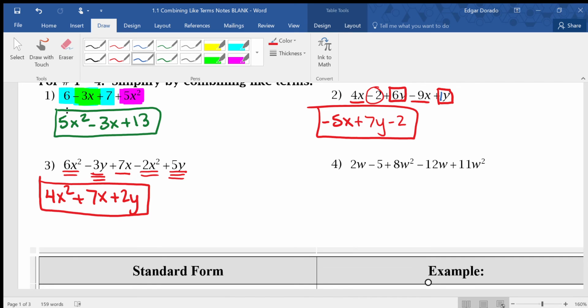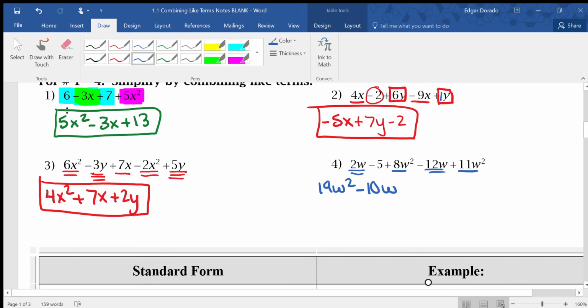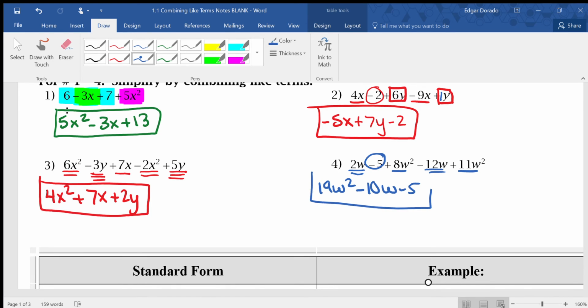All right, guys. So at this point, you should have your answer down on your paper. So let's go ahead and make sure we did this correctly. So right off the bat, I see these w squareds that I'm going to combine. So that gives me 8 plus 11. That's a 19w squared. Next ones I see are 2w and the negative 12w. So 2 minus 12, that's a negative 10 with a w attached. And then this last term here is just a negative 5. So that's what you should have gotten for your answer. 19w squared minus 10w minus 5.